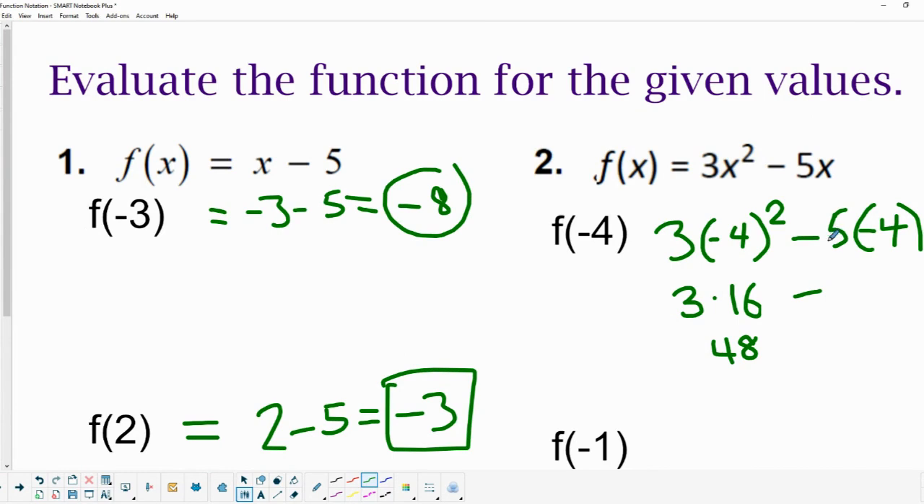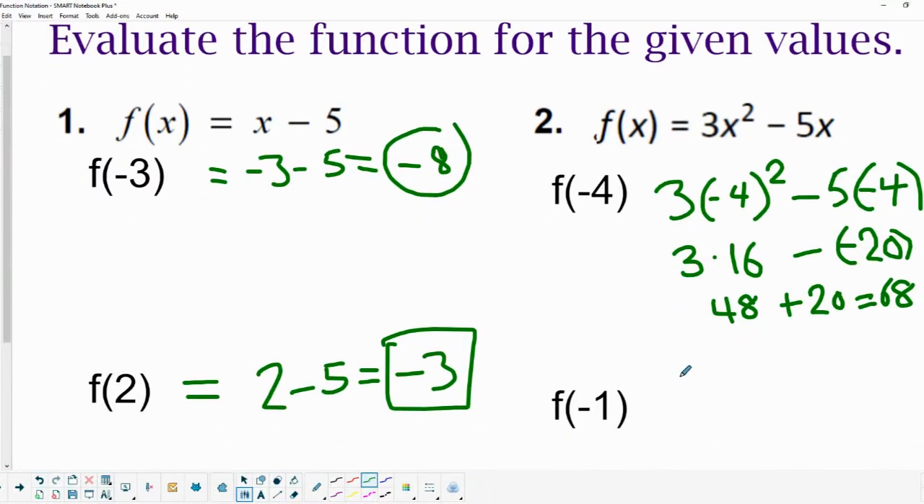Minus 5 times negative 4, which is negative 20. Oh, what happens when you subtract a negative? You get a positive out of it. So we got 48 plus 20. So our final number there would be 68.